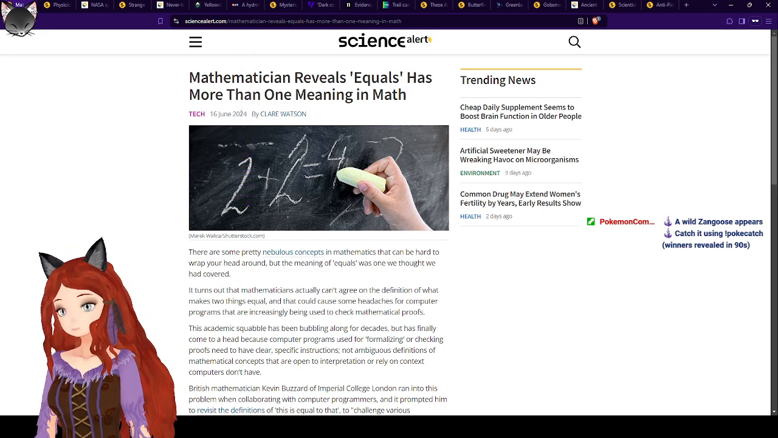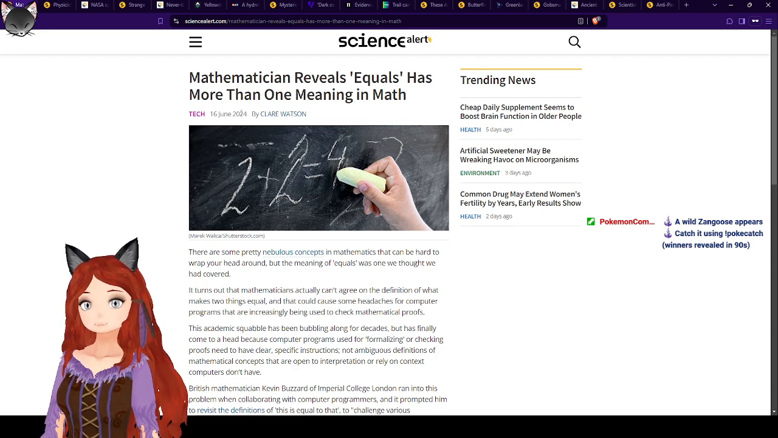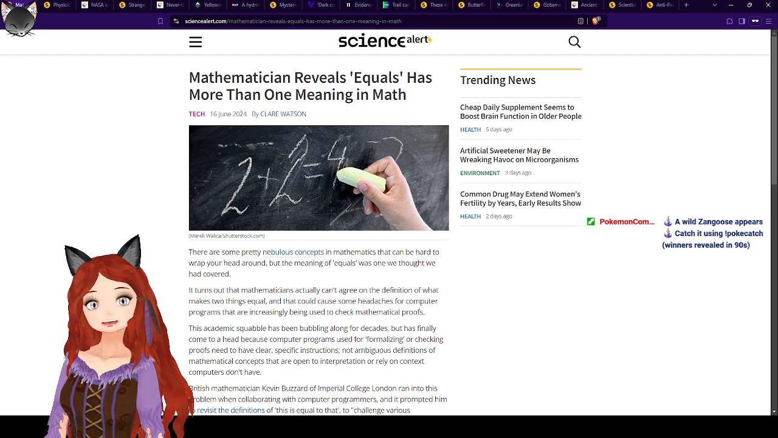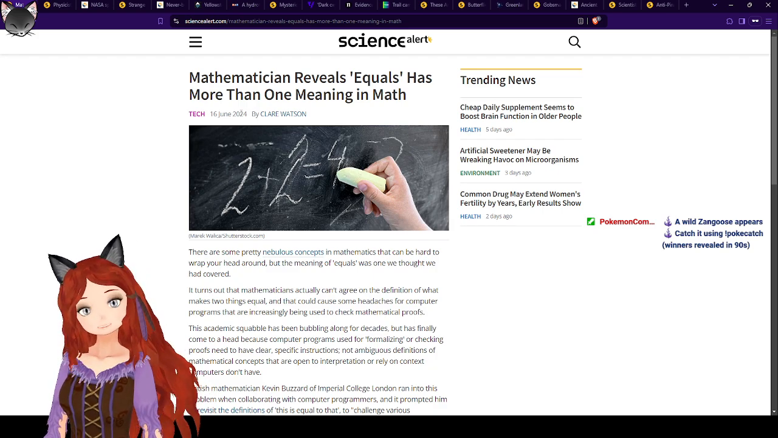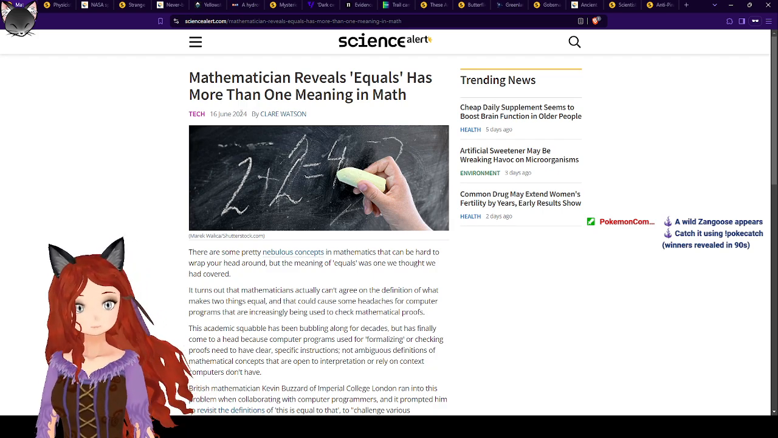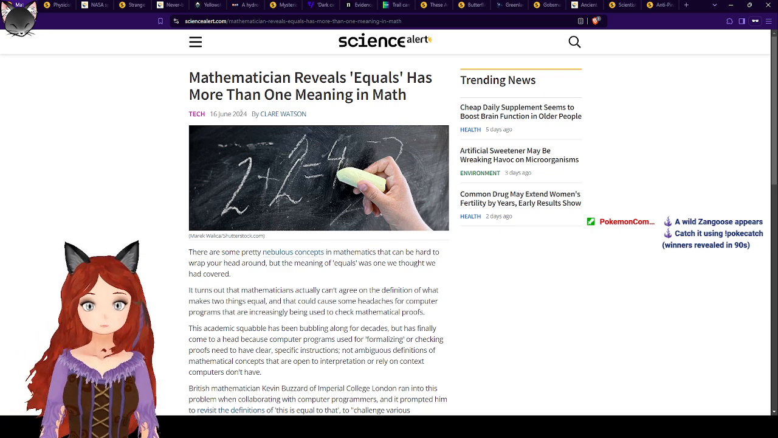Mathematician reveals equals has more than one meaning in math. There are some pretty nebulous concepts in mathematics that can be hard to wrap your mind around.